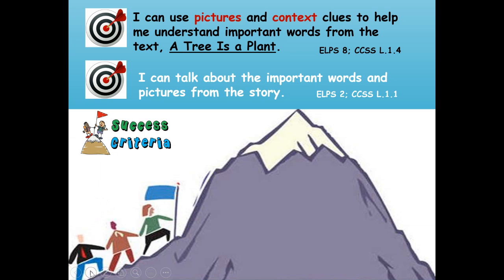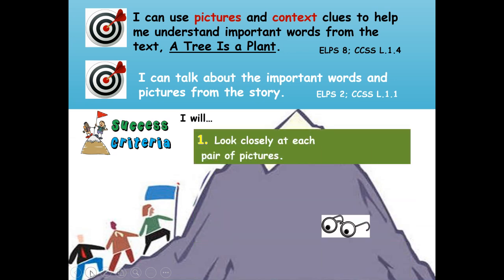Success criteria. That means how will you know you're successful at using pictures and context clues to understand the important words from "A Tree Is a Plant"? And how will you know you're successful at talking about these important words? Well, here are your steps to success.